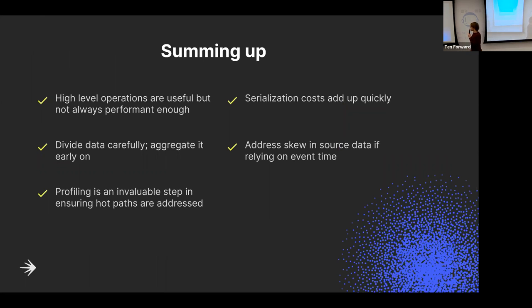So in summary, the high-level operations are very useful and ergonomic, but they aren't always performant enough. You'll often end up using the lower-level operators Flink provides. Serialization costs are huge and probably the number one place you should look for any performance issue. Be careful how you divide your data and aggregate it as early as possible. Address skew and source data, both in volume and time ordering. And be sure to profile.